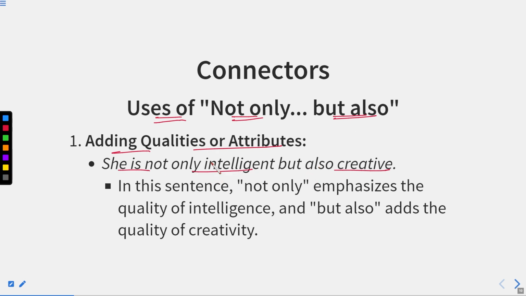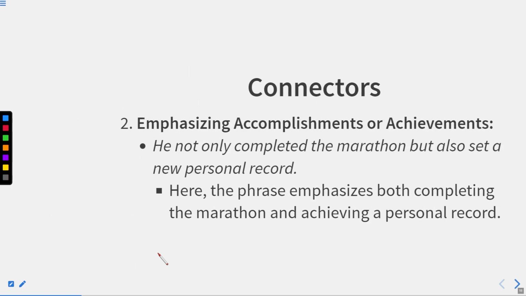Now in this sentence we can say that she is not only intelligent but also she is creative. It means we are showing her talent, and both the talents are equally important. In the sentence, not only emphasizes the quality of intelligence and but also adds the quality of creativity. While one shows the importance, another shows the inclusion of another quality which is equally important.